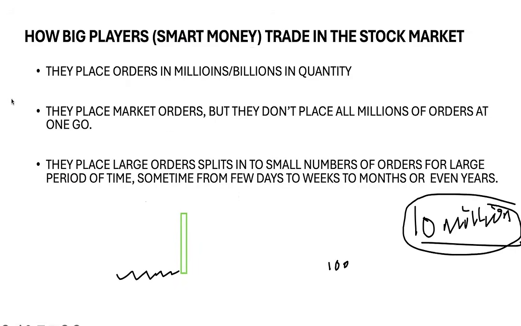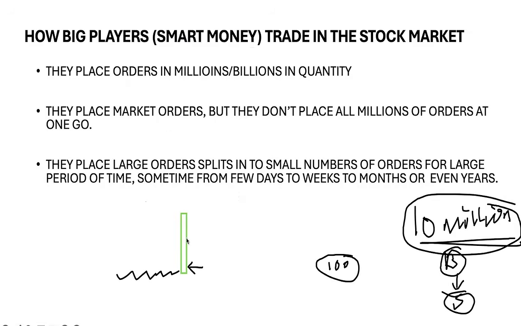Why does it become a big candle? You know that every buyer needs a seller. If he wants to place a 10 million order, then he needs somebody who is selling 10 million of sell orders at 100 rupees, right? If he wants to buy at 100 rupees, then somebody should have these big orders. But you know that he will not get the fill if he places all 10 million.